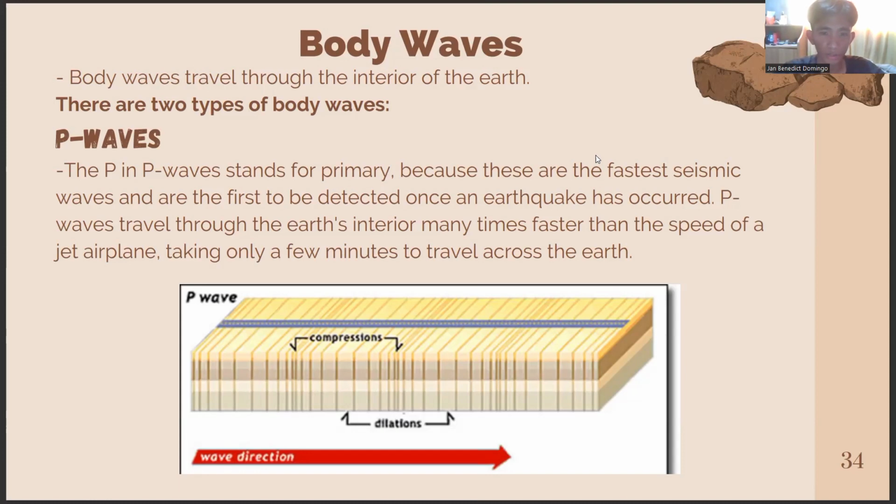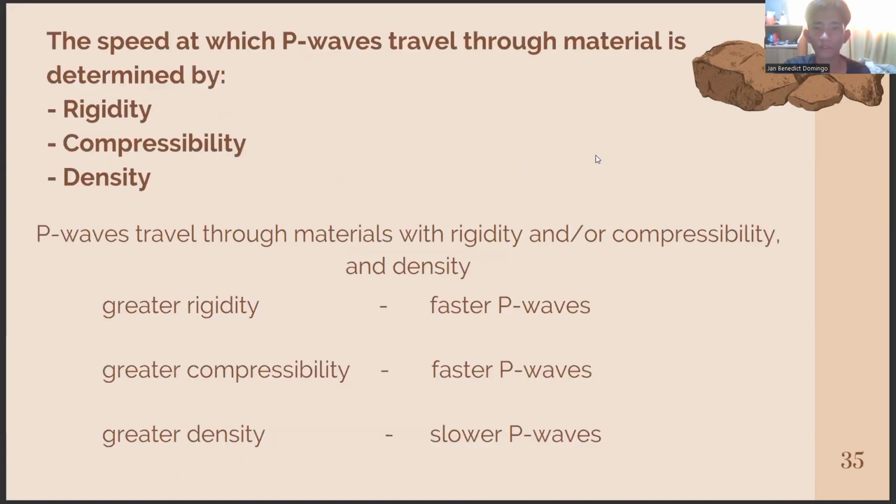P waves travel through the Earth's interior many times faster than the speed of a jet airplane, taking only a few minutes to travel across the Earth. P waves are predominantly compressional waves. As a P wave passes, material compresses in the same direction the wave is moving and then extends back to its original thickness once the wave has passed. The speed at which P waves travel through material is determined by rigidity, compressibility, and density.